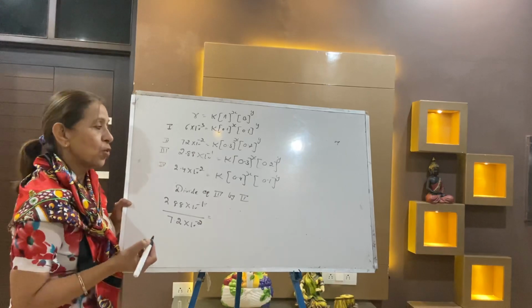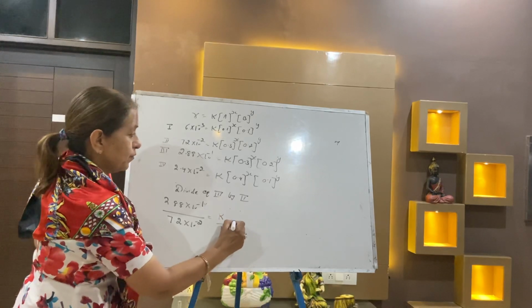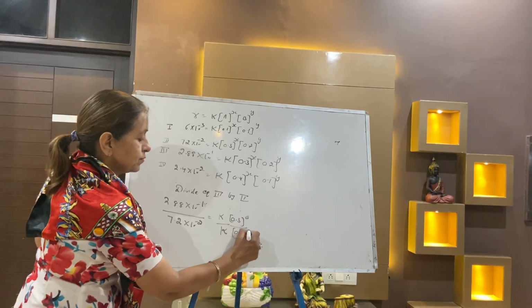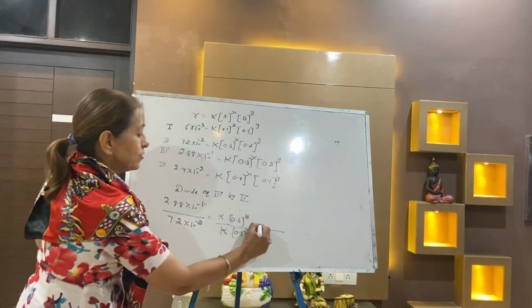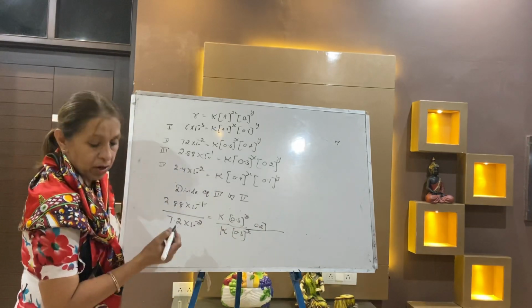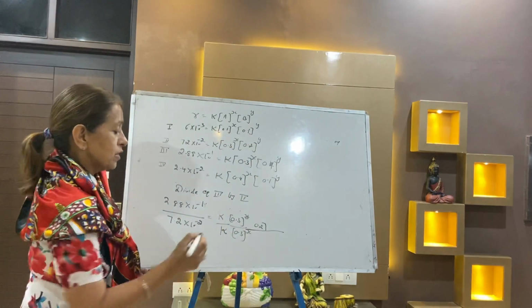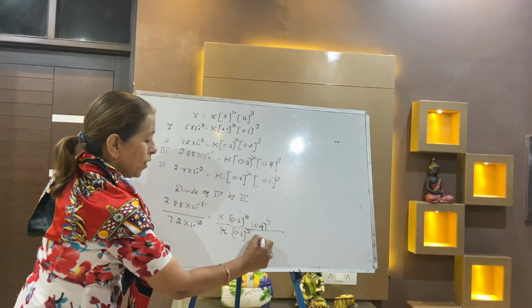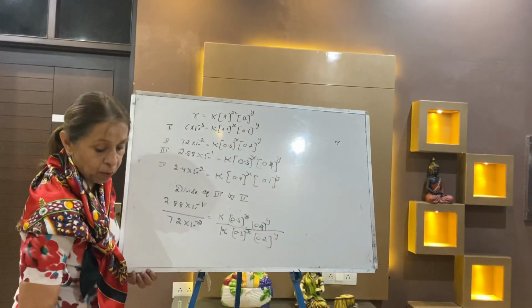K cancels, 0.3 power X cancels. You can write K by K, 0.3 power X by 0.3 power X, and divided 3 by 2. Next is B: somewhere I have written it wrong, I am going to correct it. It is 0.4 power Y and 0.2 power Y.